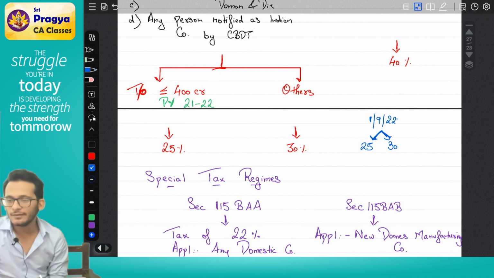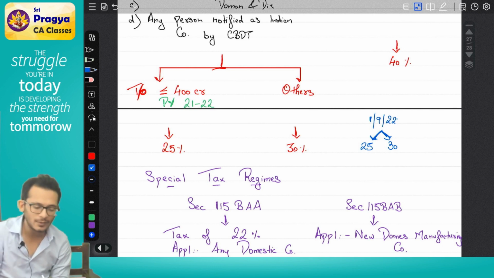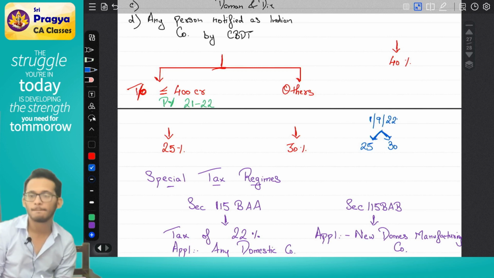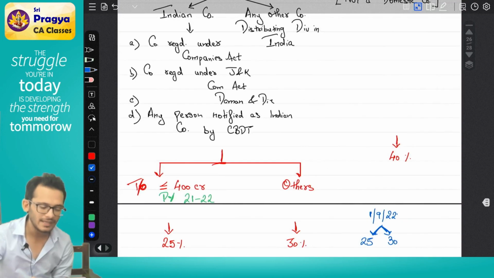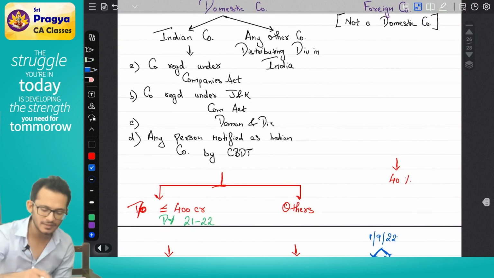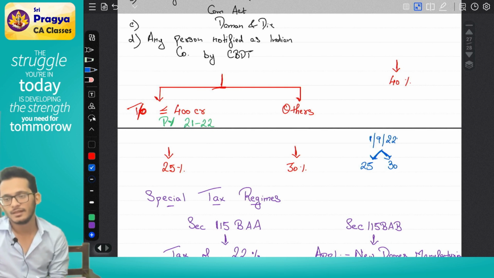I obviously cannot check 22-23 turnover because return is still not filed. I can only check for 21-22. In 21-22 the company itself is not there. Will I take 25% or 30%? Anyone answer? I will tell you the right answer. Tell me the answer. 25 or 30? What do you think is right? What makes more sense?